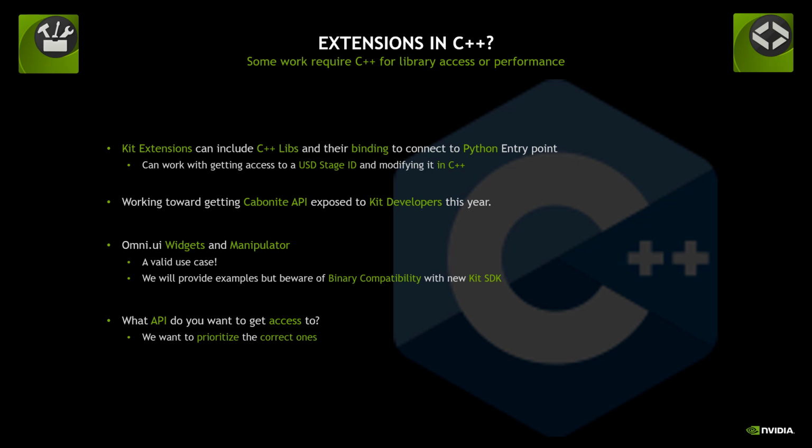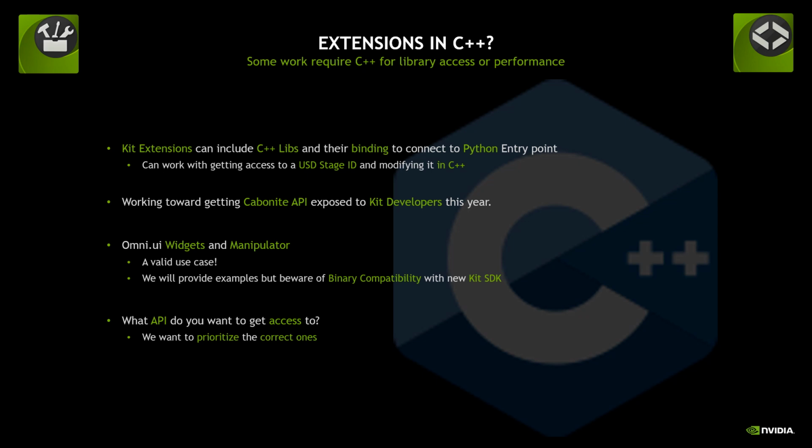But we are working toward getting the Carbonite API to the Kit developers, so you have access to some of the technology that we're leveraging in order to create 3D libraries that are ABI compatible and that also have automatic Python bindings. And so please reach out to us if you have things that require C++ and you want to tell us about your use case, so we make sure that they're included.